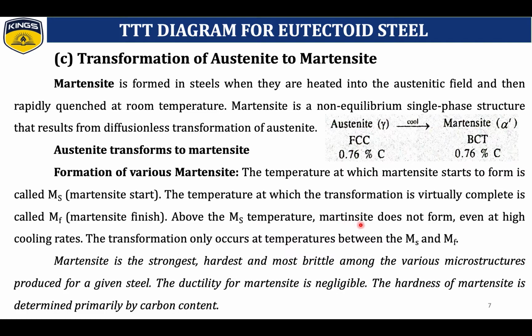Above the MS temperature, martensite does not form even at high cooling rates. This transformation occurs only at temperatures between MS and MF. This martensite is the strongest, hardest, and most brittle among the microstructures produced for a given steel. The ductility of martensite is negligible. The hardness of martensite is determined primarily by carbon content. Already we said that with respect to carbon content or any other mixture of alloys, the primary material is carbon, in steel or cast iron.